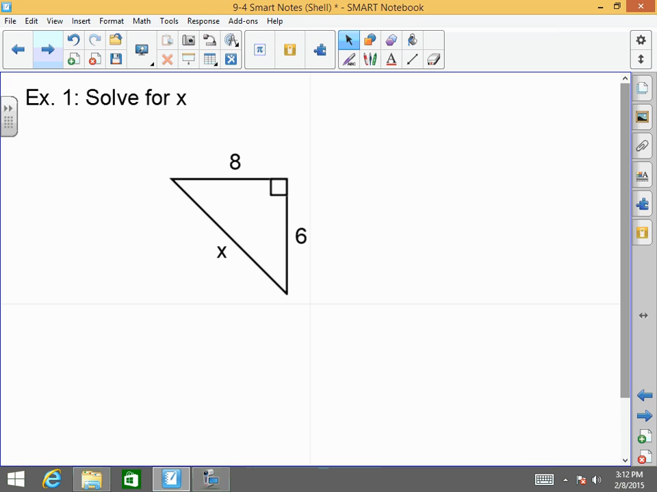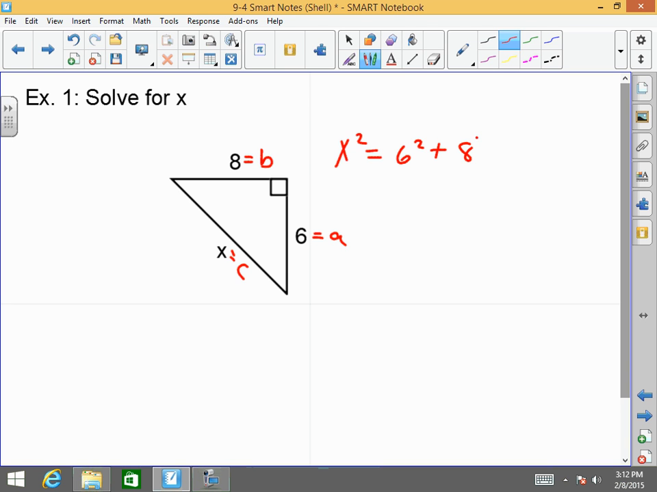First off, solve for x. So you have a 6, 8, and a blank. Okay, well, 6 is my A, or B, it doesn't matter. 8 is my B. So x is my C. Okay, I like to label, I like to see what's going on. So C squared equals A squared plus B squared. So x squared, which is my C in this case, equals 36 plus 64. So x squared equals 100.